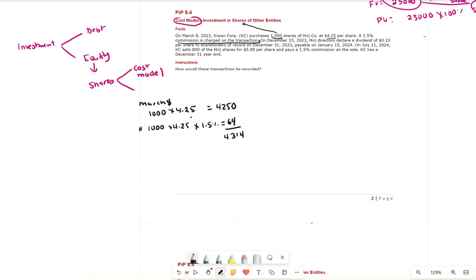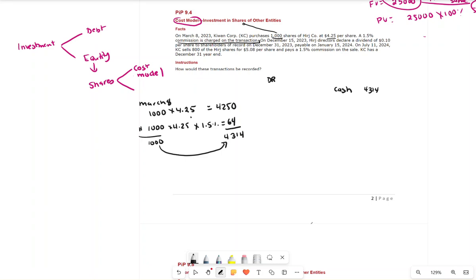So of course, when you show it, the value of the investment is 4,314. When you purchase shares, you are going to give them cash, and the cash will be 4,314.